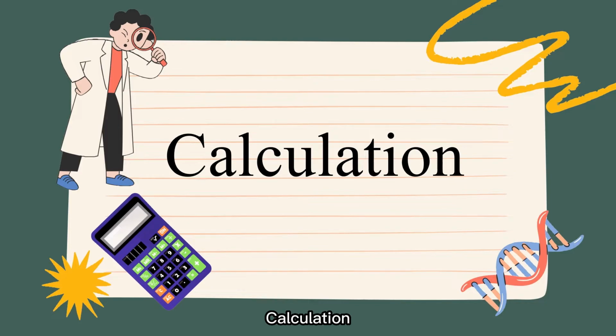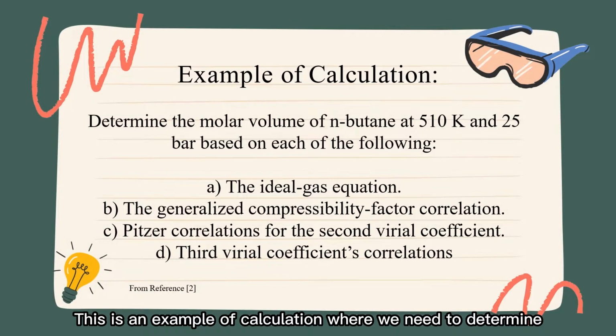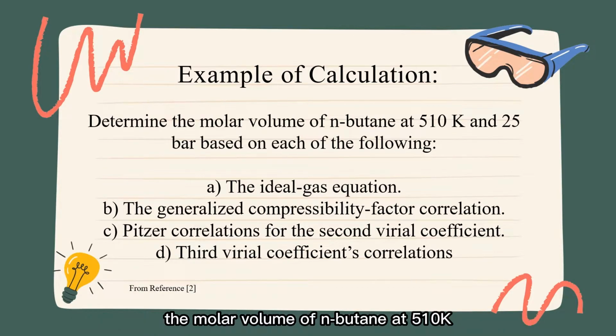Calculation. This is an example of a calculation where we need to determine the molar volume of N2 at 510 Kelvin and 25 bar using the ideal gas equation and generalized correlation of gases.